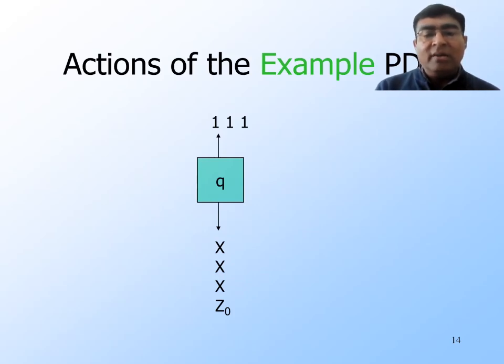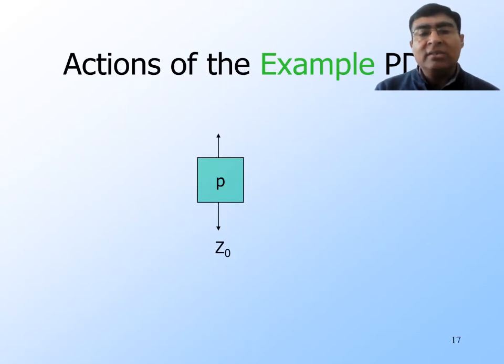If 1 occurs, then it will pop 1 X from the stack. If the second 1 occurs, it will again pop 1 X from the stack. If the last 1 occurs, it will pop all the X's from the stack, and at last only the Z0 symbol will exist in the stack. At last, if it reads nothing, no string, then it will reach the final state, and at the top of the stack will be Z0.